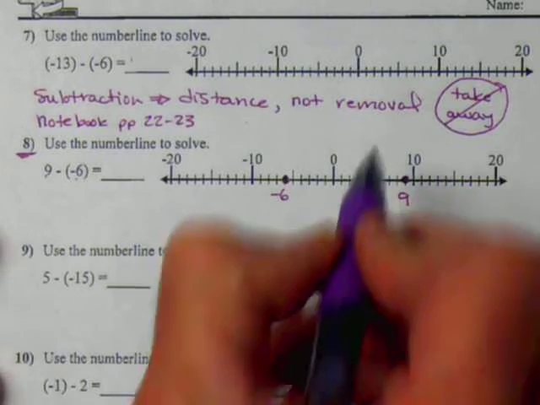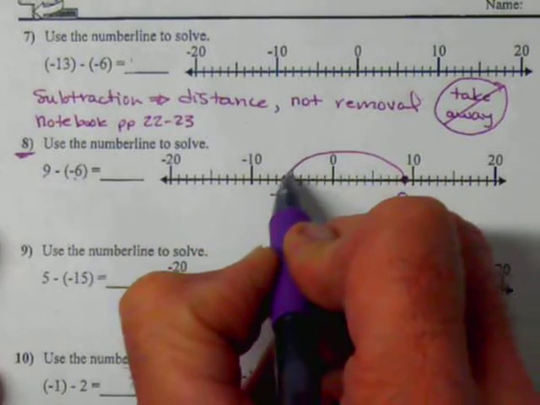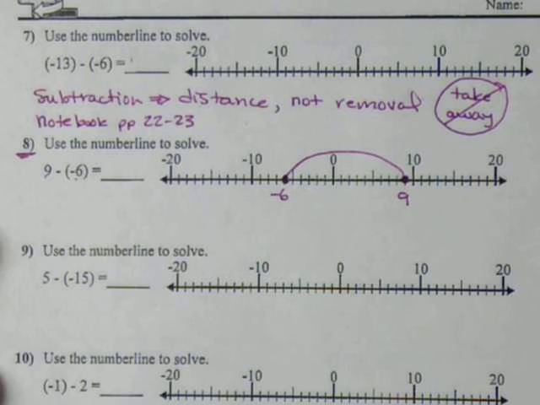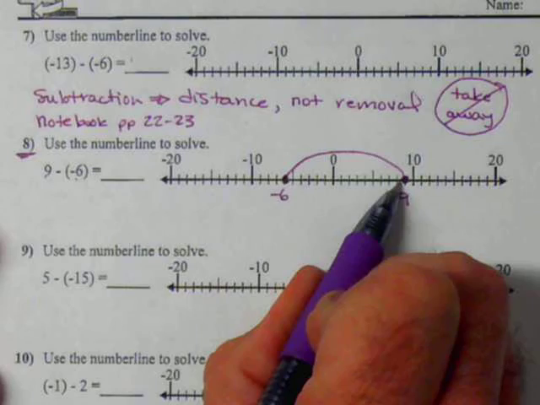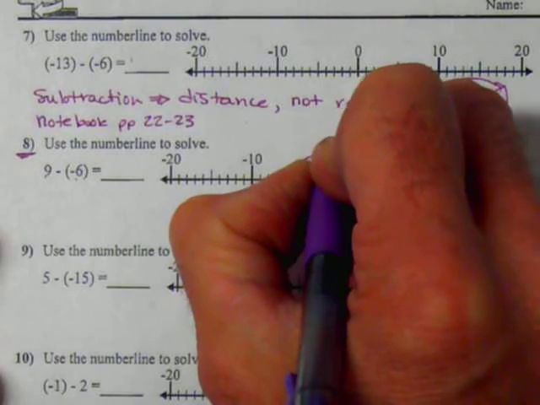And the question is simply, how far apart are they? That's what the distance between 2 points is. So we can count those up. 6, 9 more, that's a distance of 15.